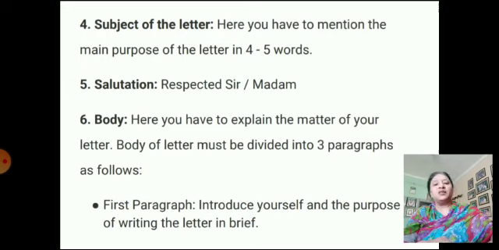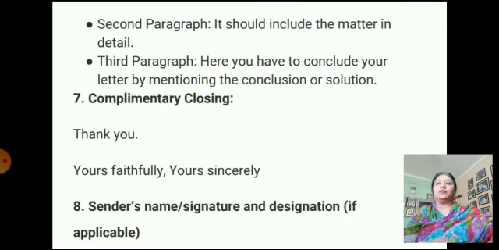The body of the letter must be divided into 3 paragraphs. The first paragraph: introduce yourself and the purpose of writing the letter in brief. Second paragraph: it should include the matter in detail. Third: here you have to conclude your letter by mentioning the conclusion or solution. Then, complimentary closing: thank you, yours faithfully, yours sincerely. And last but not the least, sender's name, signature, and designation, only if it is applicable.